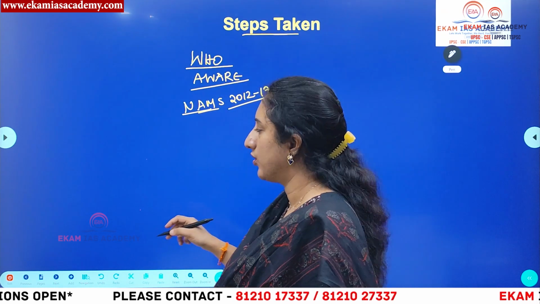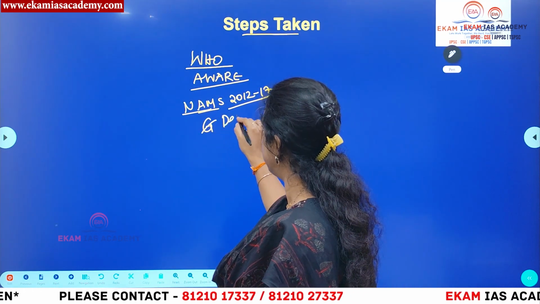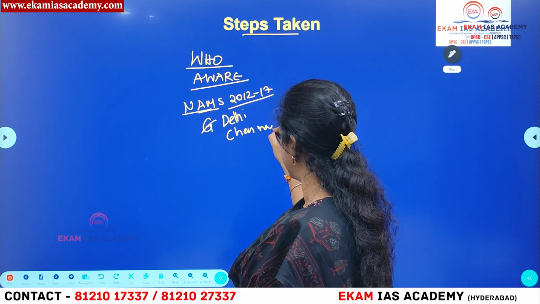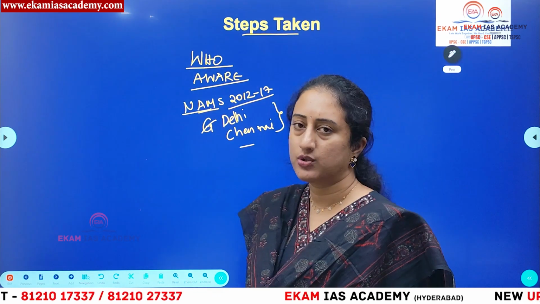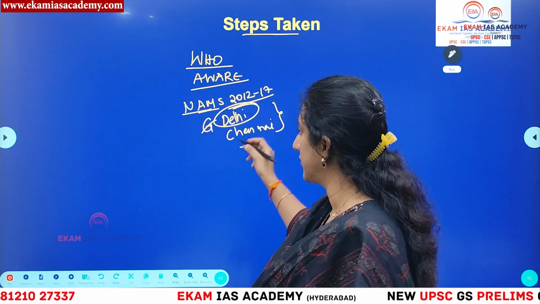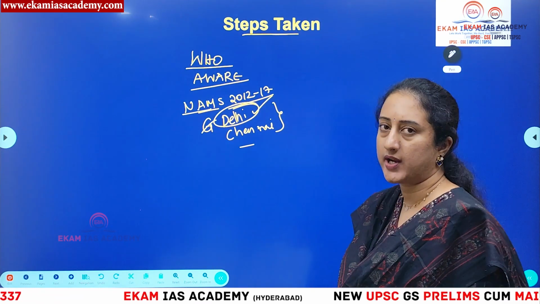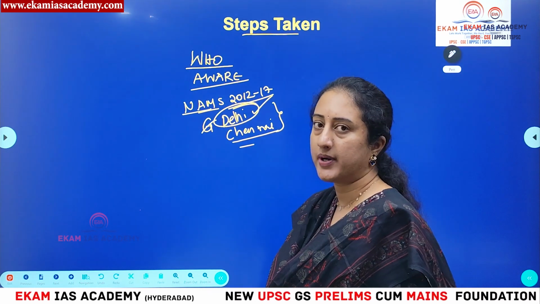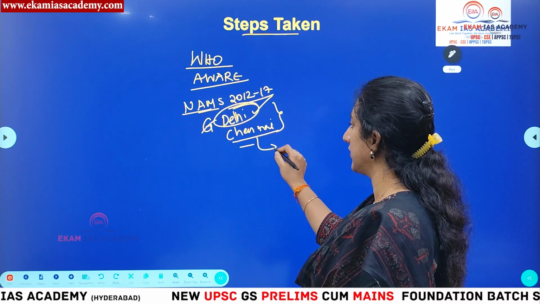Not only this, we also have the Delhi Declaration, the New Delhi Declaration, and the Chennai Declaration. These declarations are also with respect to antimicrobial resistance. This is an interministerial conference which was launched to tackle the issue of antimicrobial resistance, and there is also a Chennai Declaration by many companies across the country.